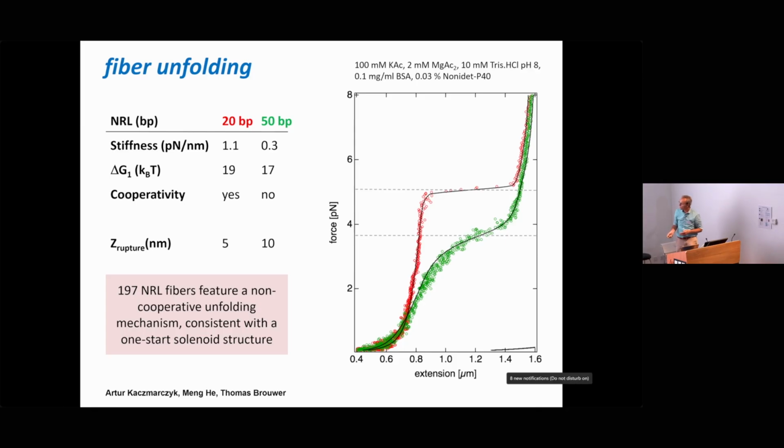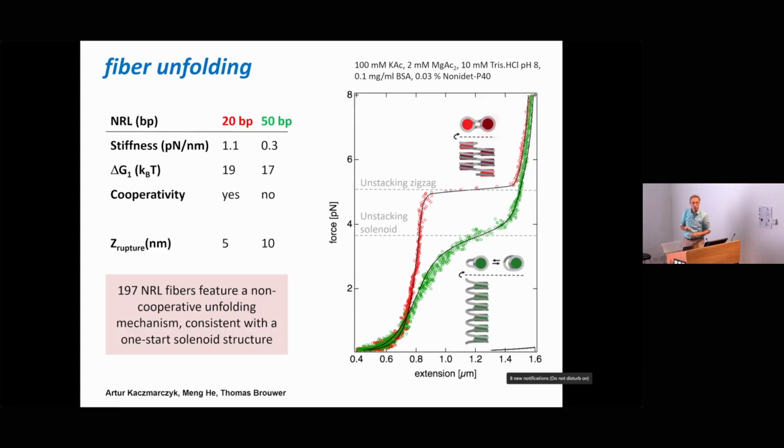And now, when we fit the model that I just explained, we get basically four parameters. The stiffness of the fiber, when it's still stacked. We get a unstacking energy, an unwrapping energy, delta G2, it's not plotted here. And that tells us more about the fiber. What does it tell us? Well, let's take this toy model.